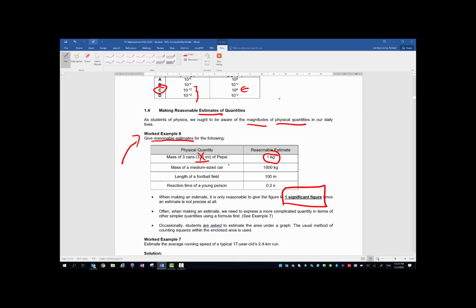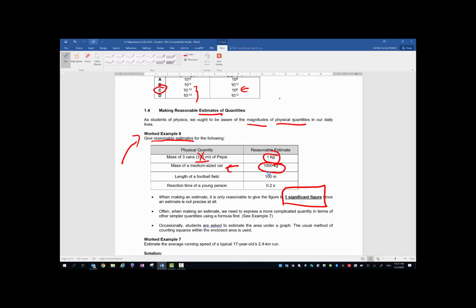So what's the mass of the medium-sized car? You may not know. Some cars are 800 kilograms. Some cars are 1,200 kilograms. Some cars are 1,500 kilograms. You may not know, but you give your answer to one significant figure. You put 1,000 kilograms. That's all that they want. It may not be that accurate compared to the true value, but it doesn't matter. It's an estimate. Give your answer to one significant figure.